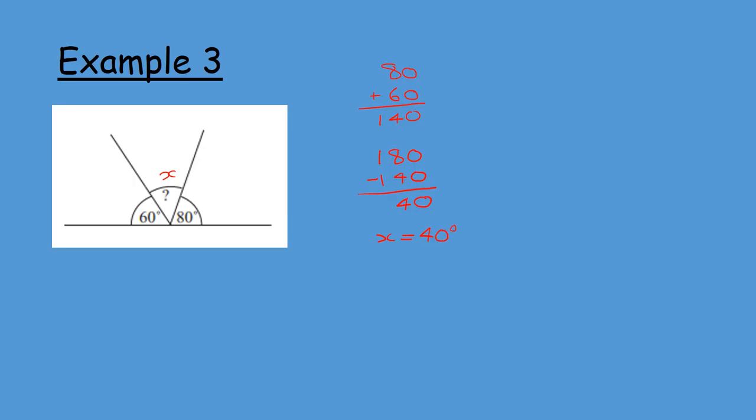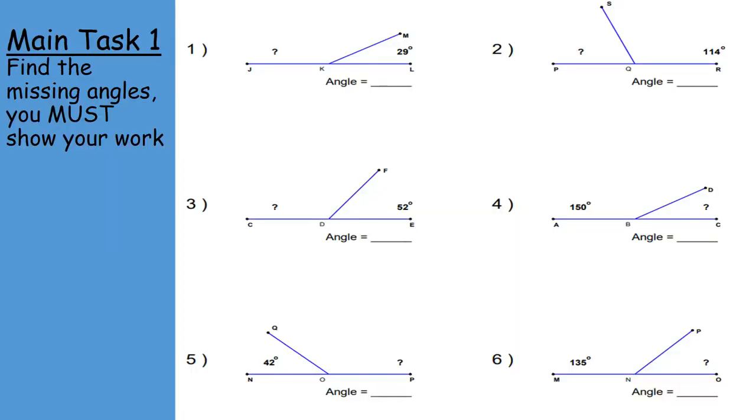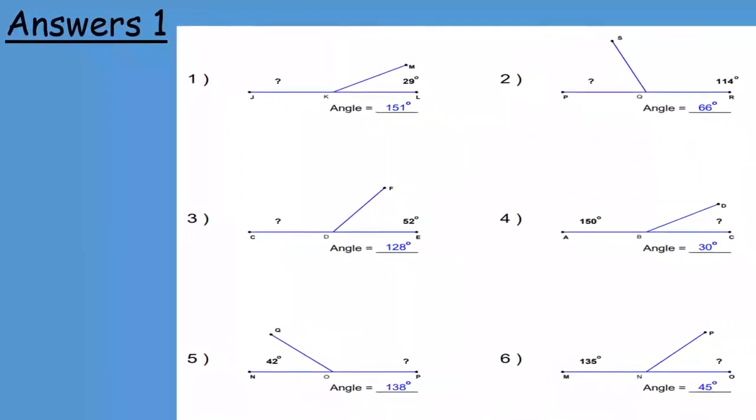Okay, so side heading main task 1. So let's find our missing angles here. You must show your working, so using column addition and subtraction. Once you have, just pause while you're working on them, and then we'll come back and we can mark our own. Okay, so welcome back. Here are our answers here. So make sure you've marked them correctly and make sure you can see your working.